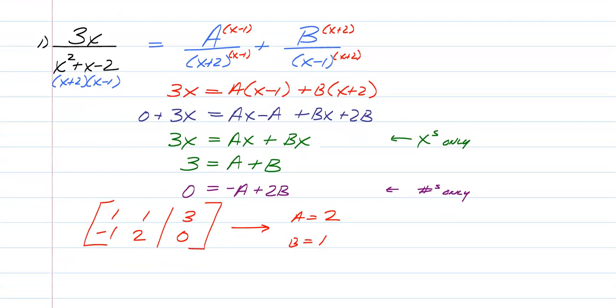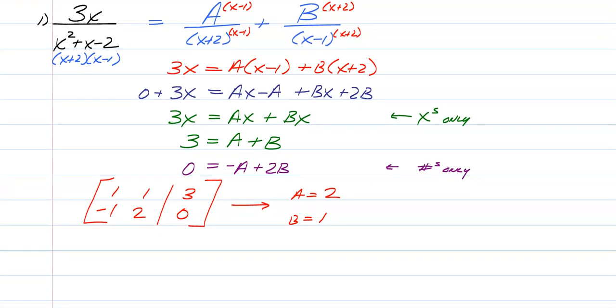So then, to write your final answer for your partial fraction decomposition, we're just going to plug in the 2 and the 1 into A and B. So our final answer is 2 over x plus 2 plus 1 over x minus 1. And that's it. Game over. It's a little tricky, but the calculator does all the solving for you. You just have to know what steps to do.